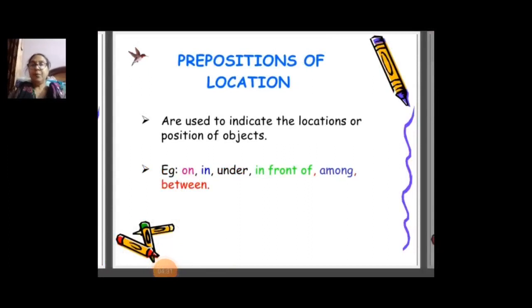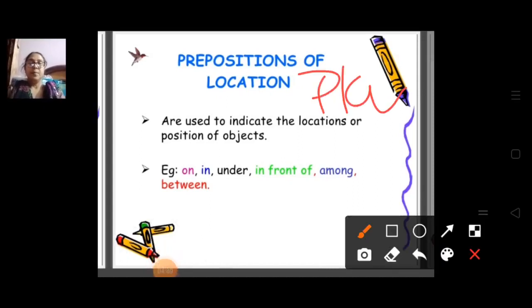Now the first type of preposition is preposition of location. It means preposition of place. It means where the thing is, where the object is. That is shown by the preposition of place. Prepositions of place or location are used to indicate the location or position of an object. For example: on, in, under, in front of, among, between. These are all the preposition words which can show the position and location of the object.